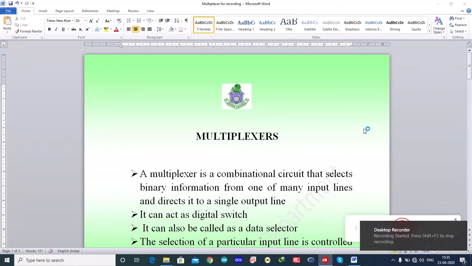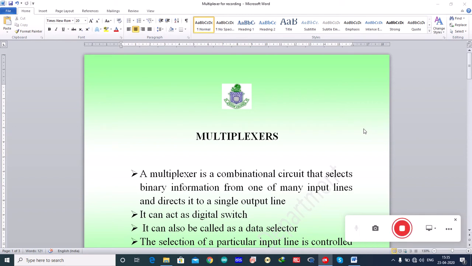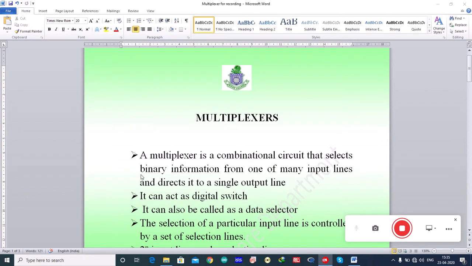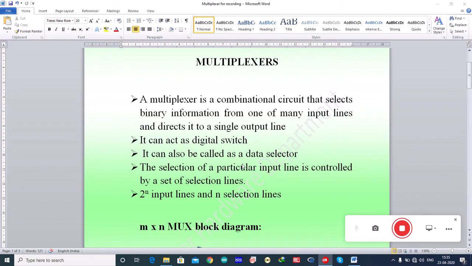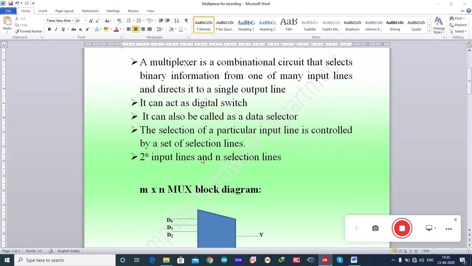In today's lecture, we'll have a brief introduction of multiplexers and also we'll learn how to construct a 2-to-1 multiplexer. A multiplexer is a combinational circuit that selects binary information from one of many input lines and directs it to a single output line. It can act as a digital switch because input is switched to output based on the selection line. It is also called a data selector because it selects which data is to be sent to the output. The selection of a particular input line is controlled by a set of selection lines.